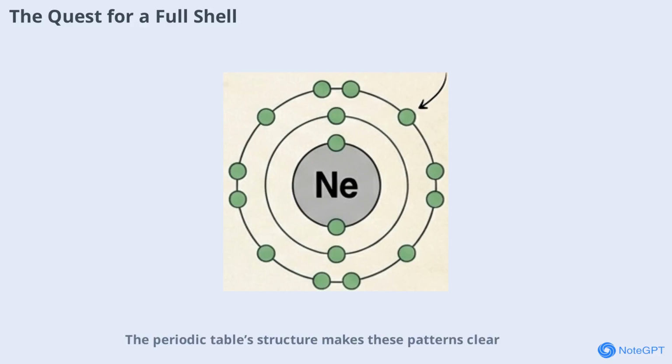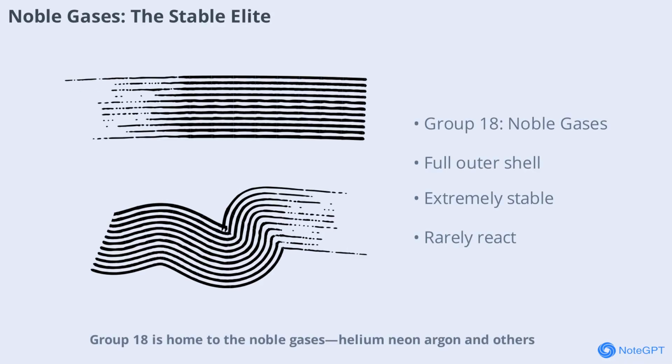The periodic table's structure makes these patterns clear. Group 18 is home to the noble gases helium, neon, argon, and others. These elements are famously unreactive because they already have a perfect arrangement of electrons. Their stability is so complete that they rarely form compounds.